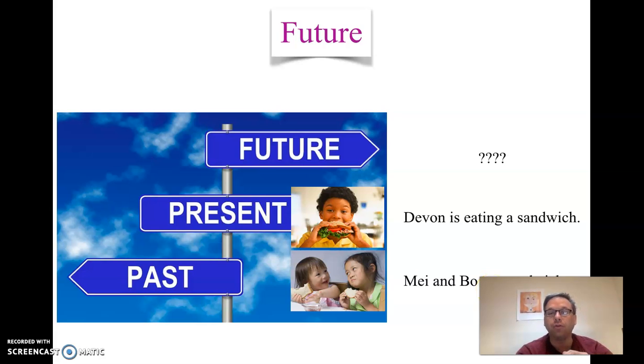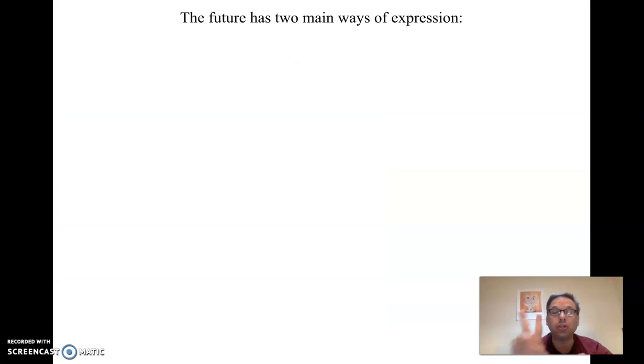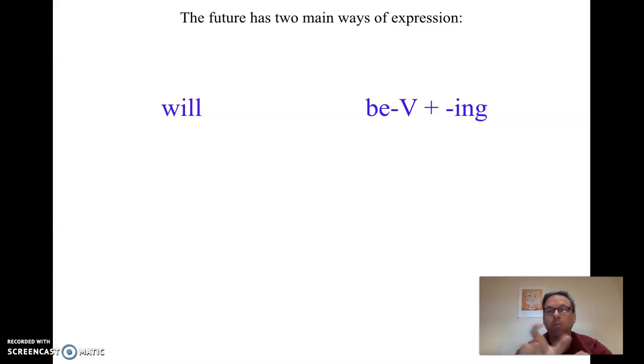And how do we talk about the future? Well, again, that's what we're going to look at now. The future has two main ways of expression, ways to say the future. One of those involves the word will, so you will probably see that a lot. I think this method of talking about the future is possibly the most frequently used. The other way is to use a be verb and then somewhere in your sentence, another verb with an ing suffix on the end. Let me give you two examples.